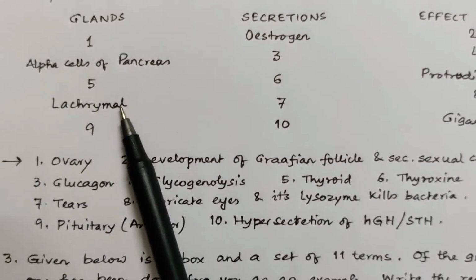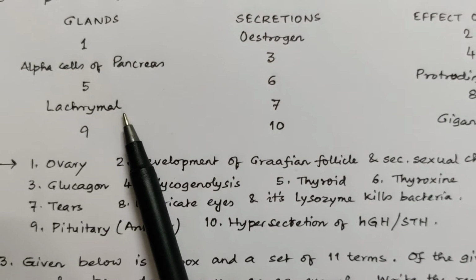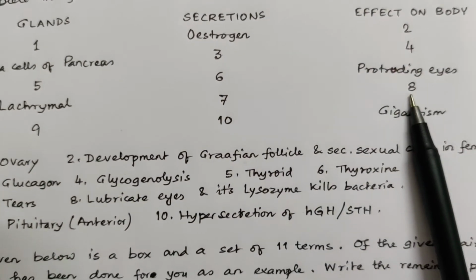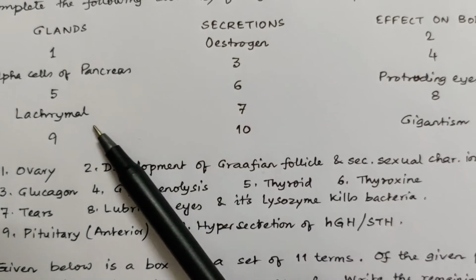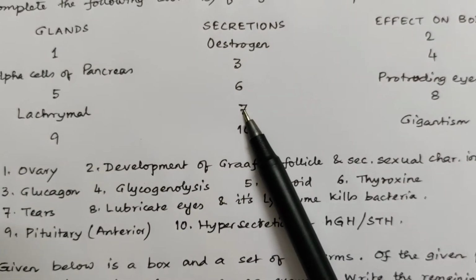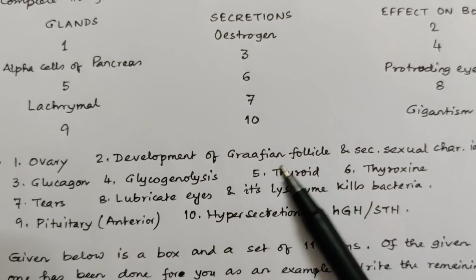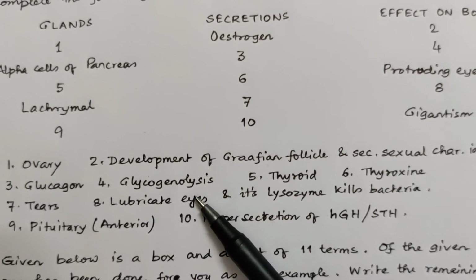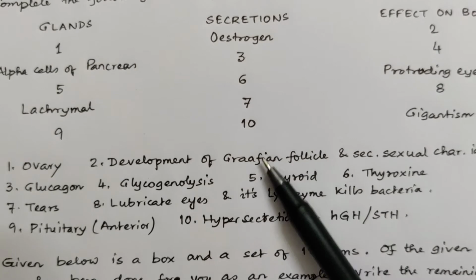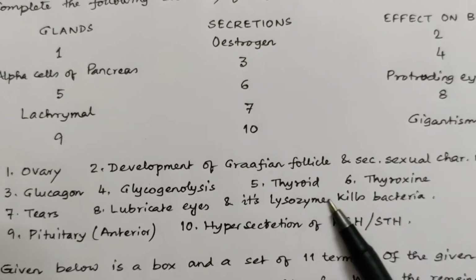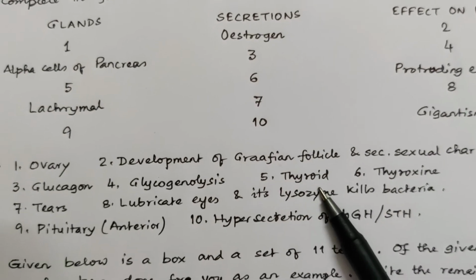In the gland part, the next is lacrimal gland. The secretion is number 7. Effect on the body is number 8. Lacrimal gland secretes tears. These are present in the eyes. Effect on the body: the tears lubricate the eyes, and the lysozyme present inside the tears kills the bacteria. These are bactericidal enzymes actually.